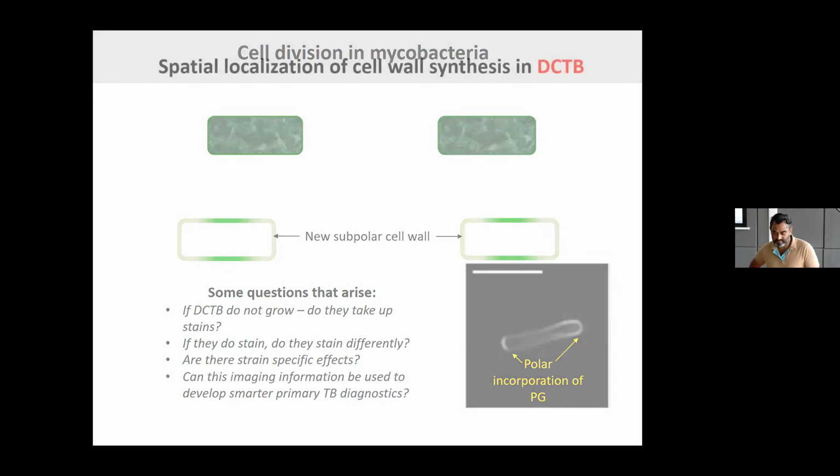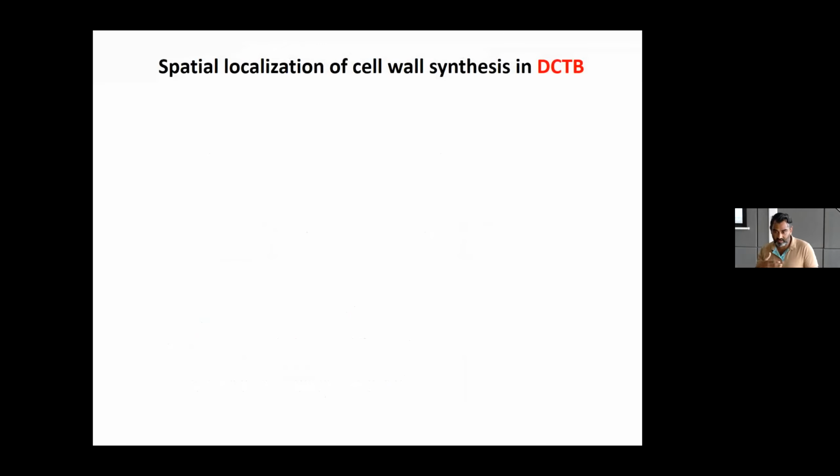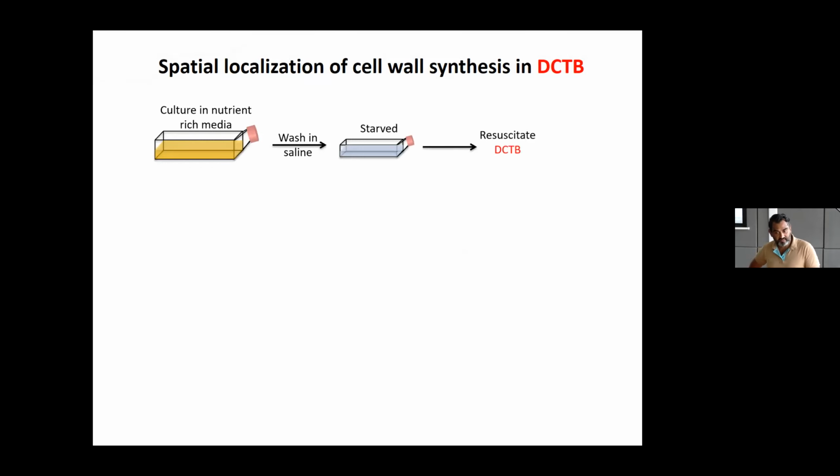For this, we developed a model in the lab that allows us to create DCTB, because we don't want to be using stuff from people all the time, right? So we take bacteria, we culture them, and we wash them in saline. You take away all the nutrients, everything, and you starve the organisms. And when you starve them, they actually develop DCTB that you can resuscitate.